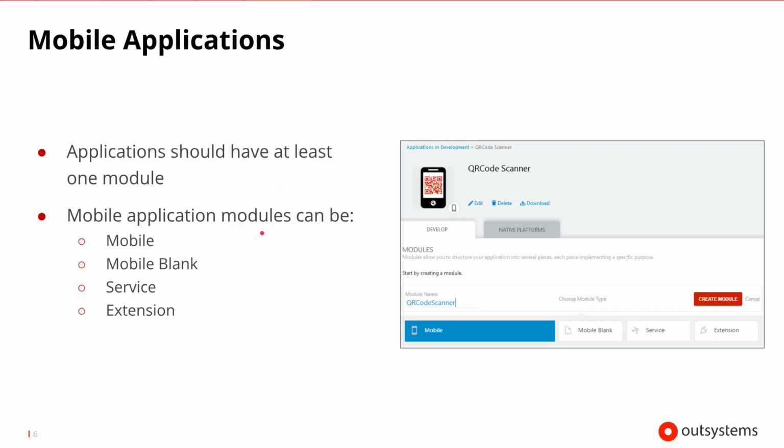There are different module types in mobile. We can have a mobile module, a mobile blank module, a service module, or an extension module. So we'll discuss and learn more about these different module types, but in general, when we're building mobile apps, we usually focus on the mobile or the mobile blank versions of those, unless we're reusing services or extensions that have been created for us.